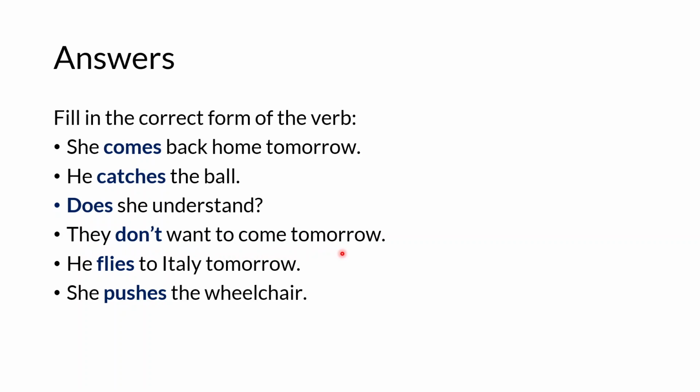They don't want to come tomorrow, or you could have do not instead. He flies to Italy tomorrow, fly becomes flies, IES at the end. And she pushes the wheelchair. So again, because of the SH at the end, we use an ES.